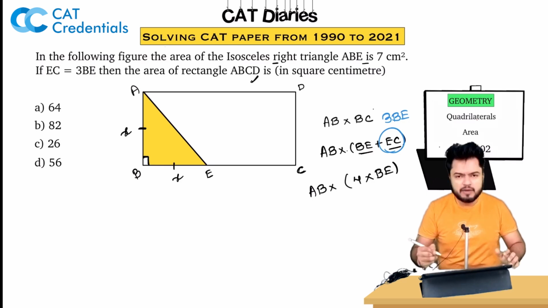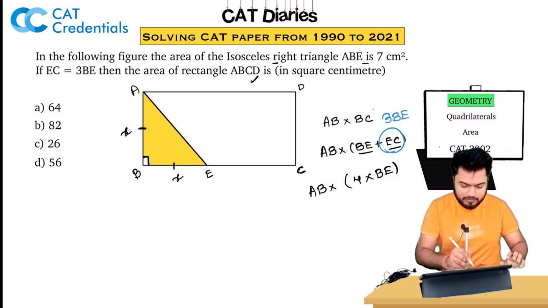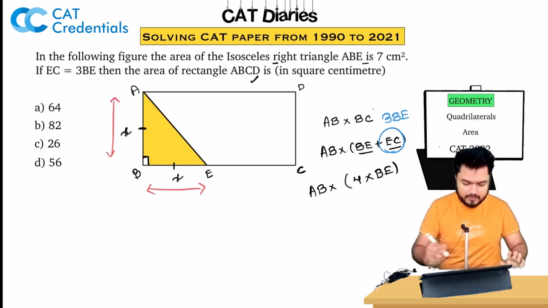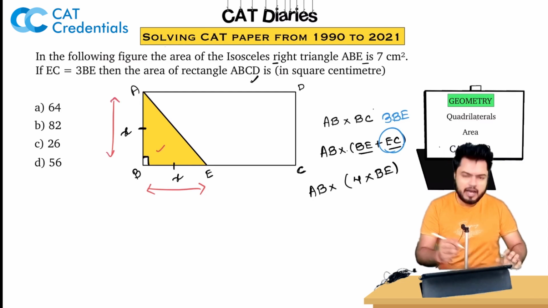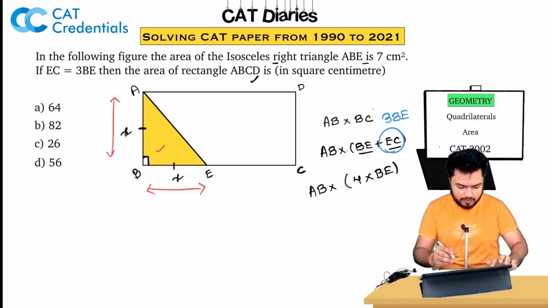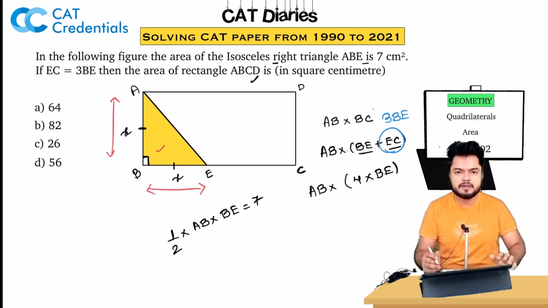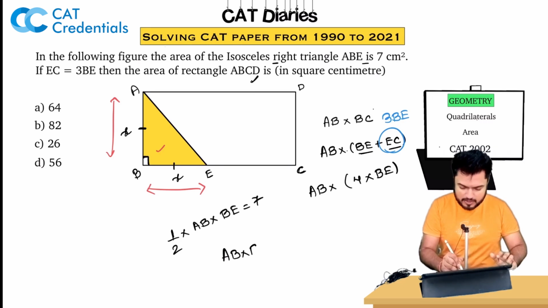In case you are wondering why am I doing this? Because I know the area of this triangle. What is the area of this triangle? Half into BE into AB, right, because it's a right angle triangle. Half into base into height is its area. So I will write the area of this triangle is equal to half into AB into BE, and that is given to me as 7 square centimeter. This tells me that AB into BE is equal to 7 into 2, 14.